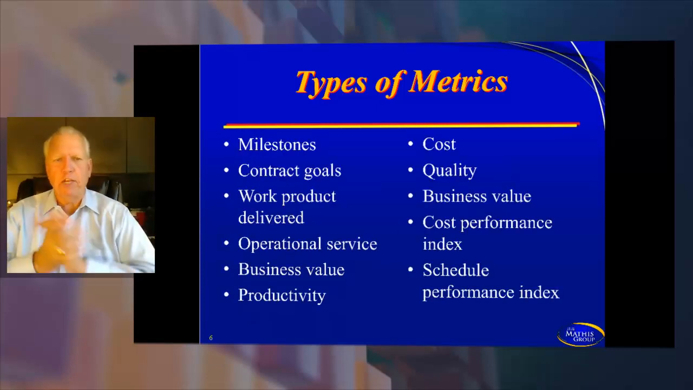So here are some other metrics that come up: milestones, contract goals, work product delivered, operational service, business value, productivity, cost, quality, cost performance index, schedule performance index. Now, two of these are very important for you to use in project management. Over in the right-hand corner, you'll see cost performance index, also known as CPI. You will also see schedule performance index, which is also known as SPI. CPI and SPI are a great tool for you to measure any vendor with. And the reason is because they're bringing you back the percentages, and you're measuring these percentages compared to other percentages that they have delivered in previous meetings.